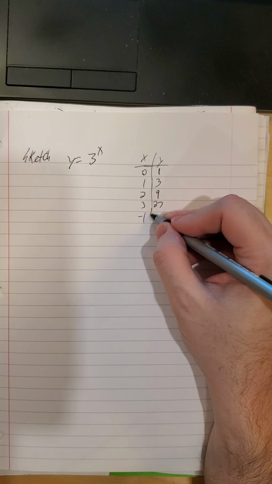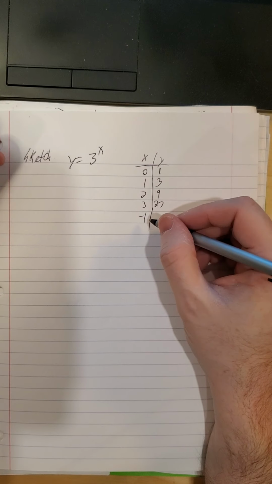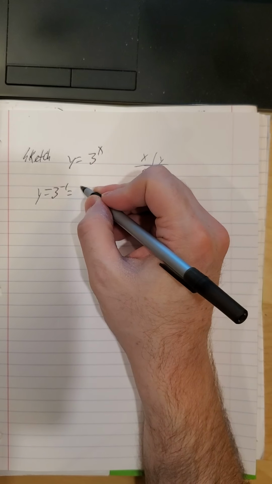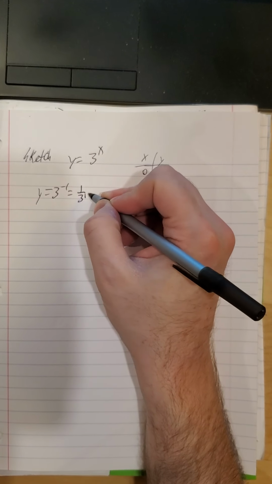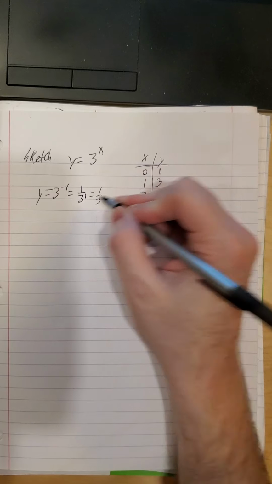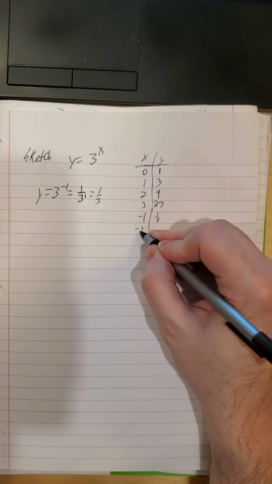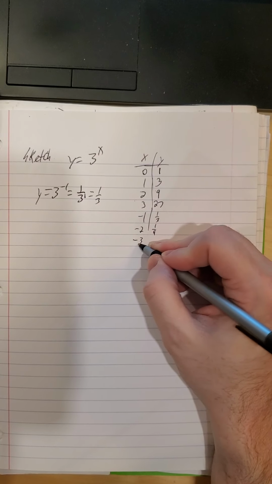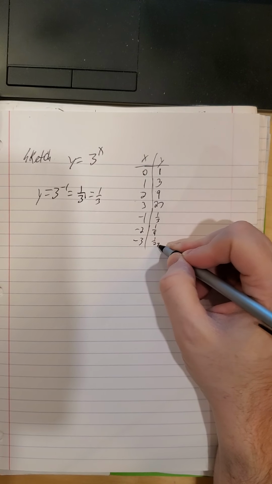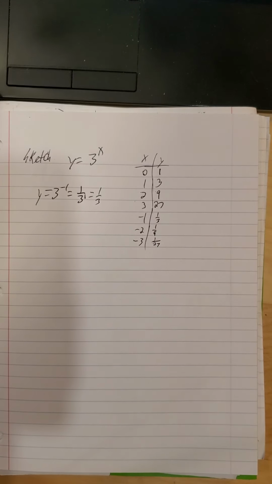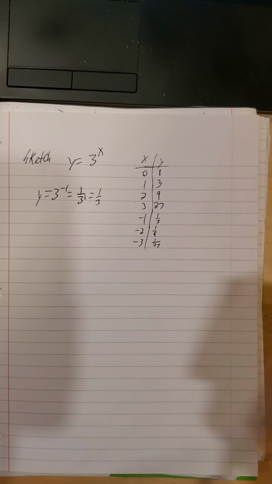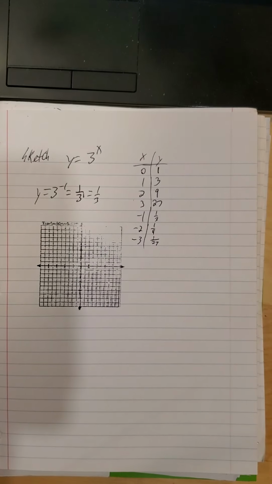Then we'll just put in some guinea pigs the other way, 3 to the negative first. Recall that is the same as 1 over 3 to the positive first, or 1/3. Similarly, a negative 2 would give you a 1/9, a negative 3, we would have a 1/27, and so on. And just for time's sake, I'll go ahead and use my little stamp there.